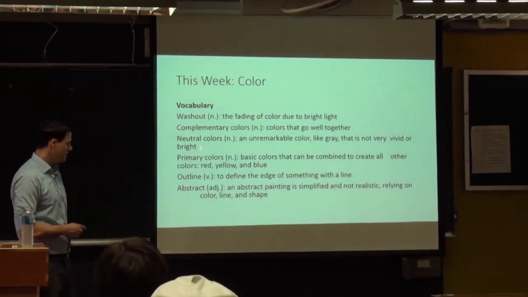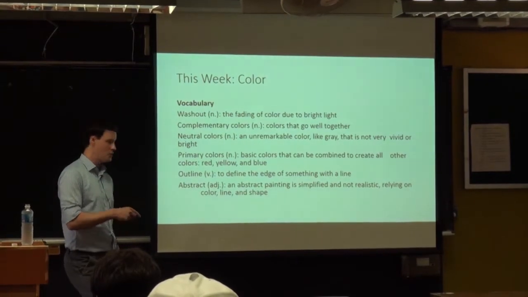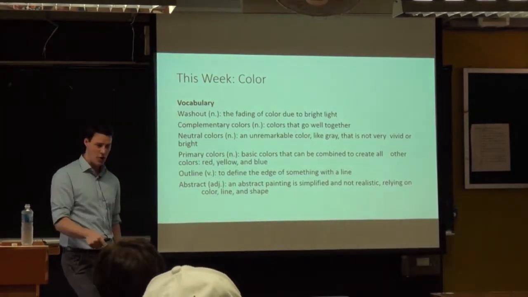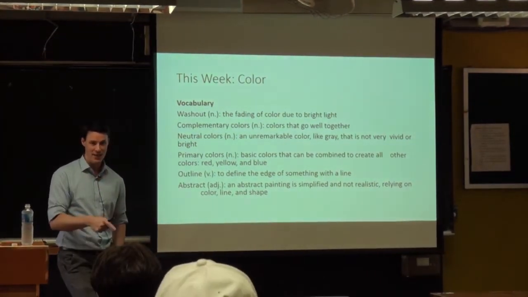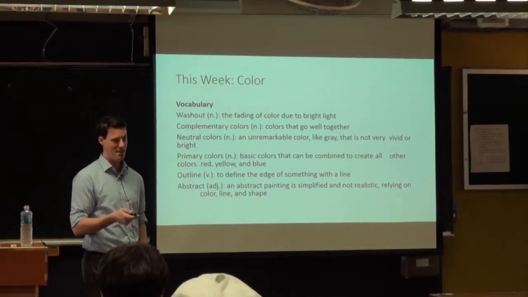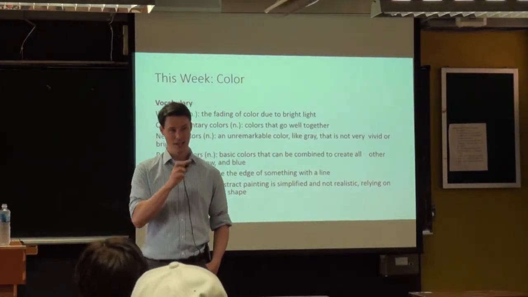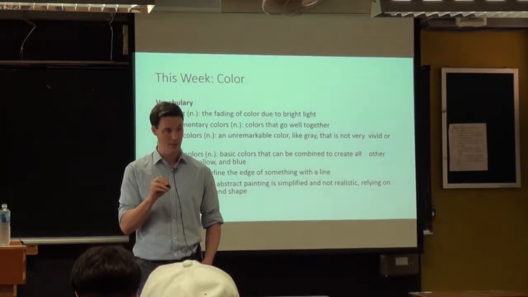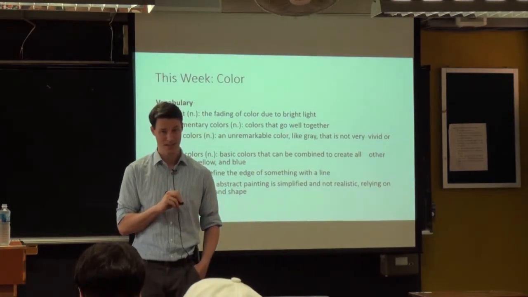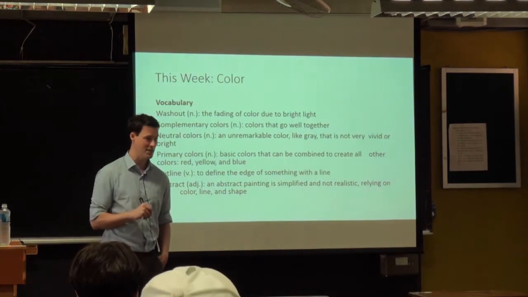Outline, here we're using this term as a verb. So if you outline something, you kind of just draw a line around the edge of it. Your book uses the example of the painting on the right-hand side of your page. He draws a black line around the shapes, right? So that means outline. Draw a line around the outside.